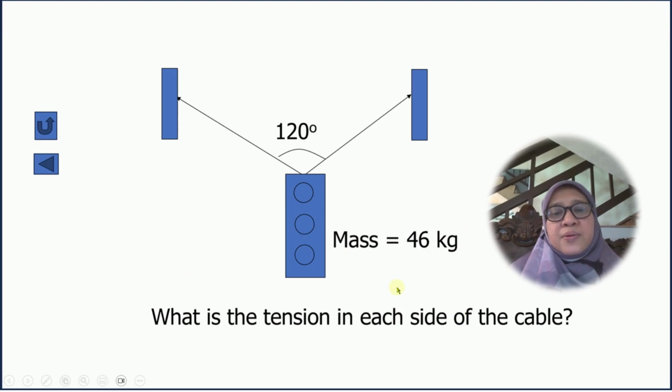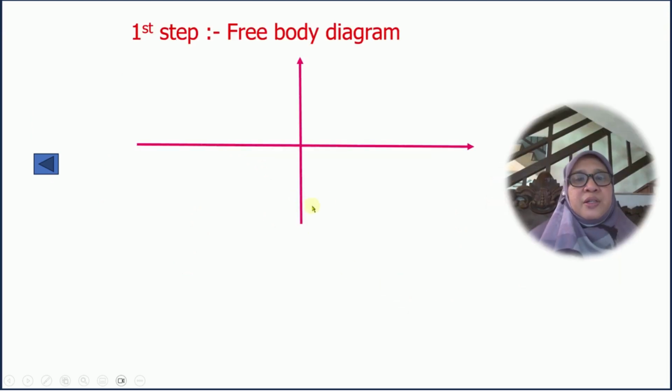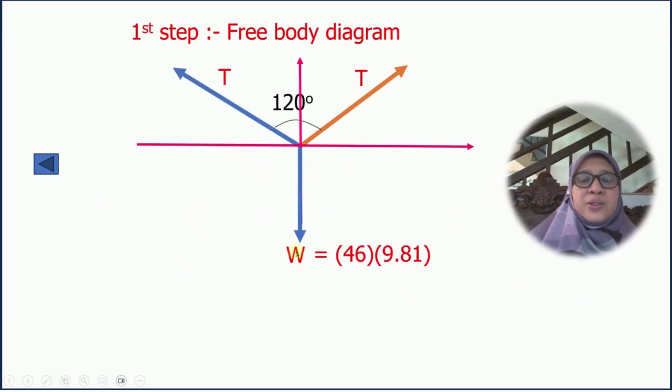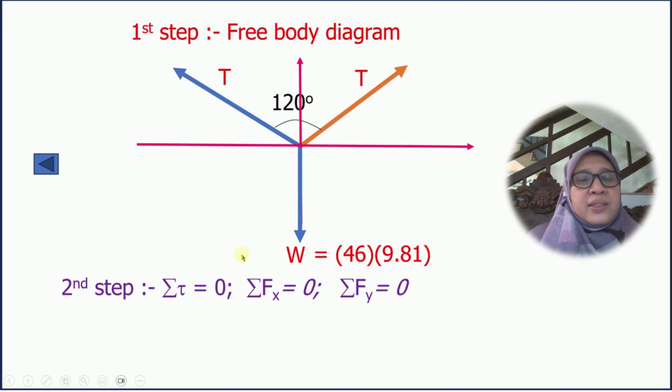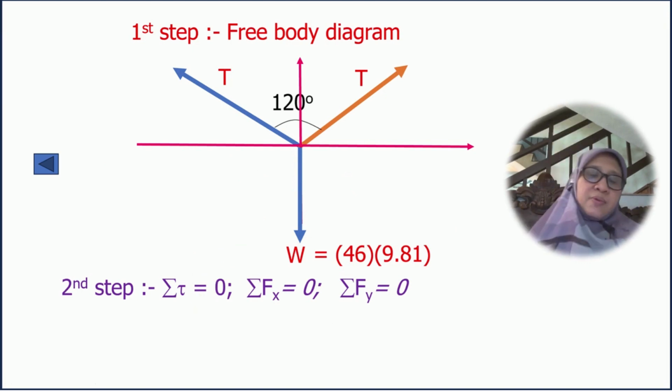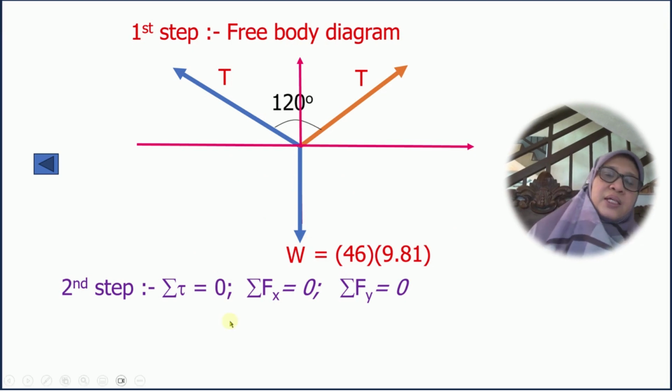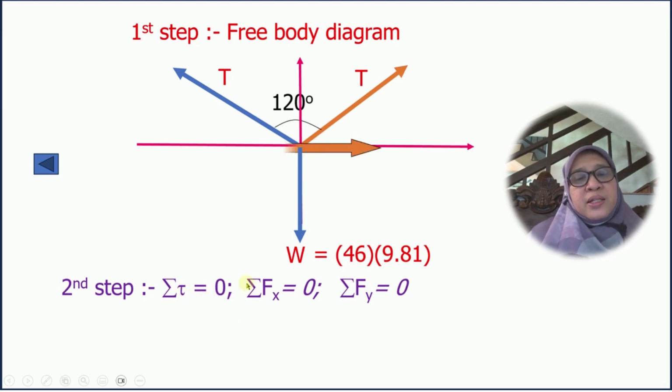So now, in the free body diagram we just drew, the weight is mg. So the mass is 46 times g, 9.81. Second step, we could use rotational equilibrium, but it is not needed in this solution. So we use the forces along x and the forces along y.